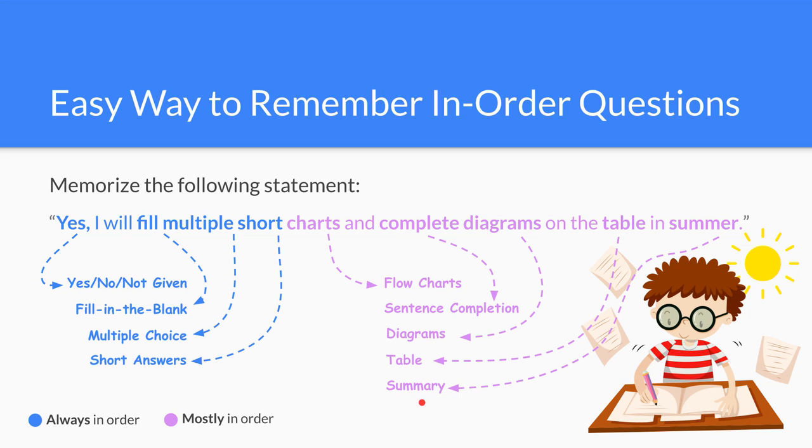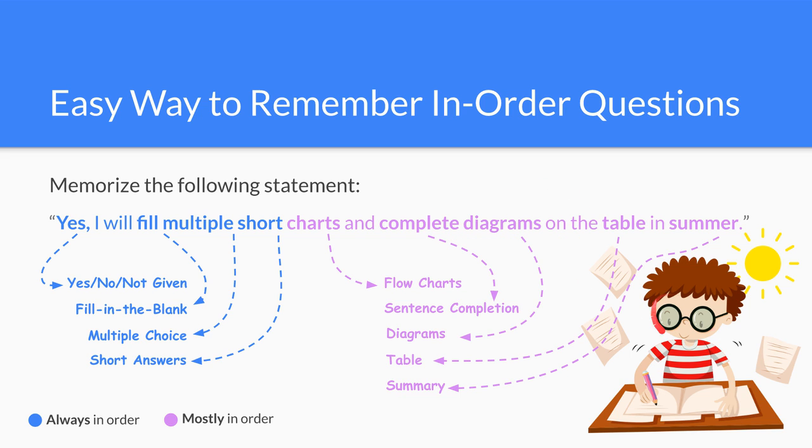So what you will need to do is probably repeat this sentence multiple times until you have memorized it, because this will be a powerful tool. It's going to make your job a lot easier when you know which questions are always in order and which questions are mostly in order. And of course, the questions that are not listed here are going to be the not in order questions. So memorize this sentence so that you can easily distinguish between the different types of questions. And perhaps you can have this image in your mind as well. It might help you to remember what the sentence is.